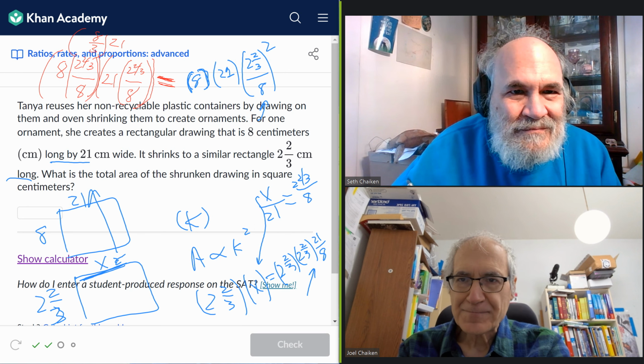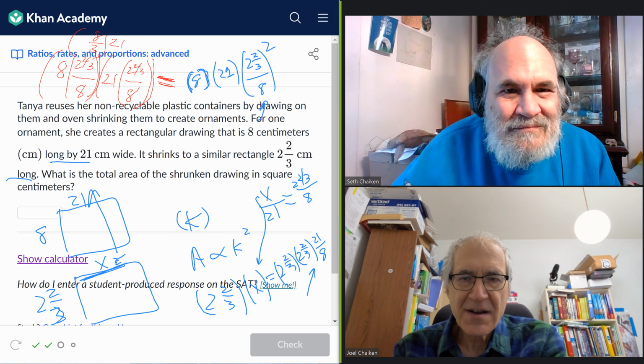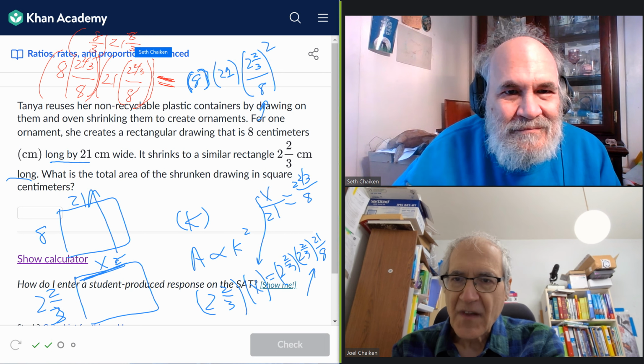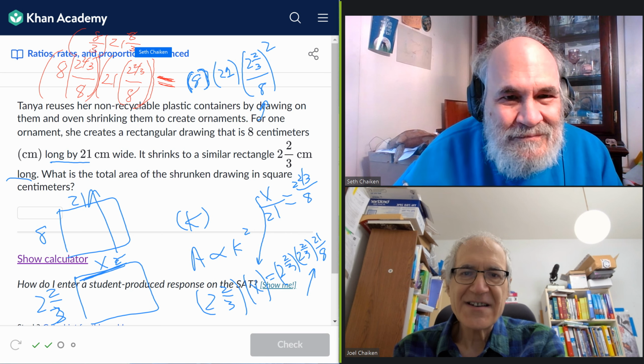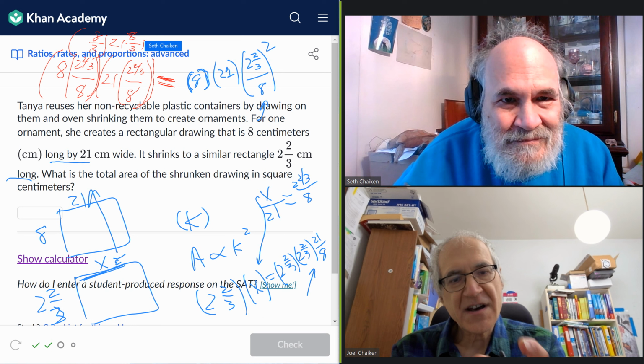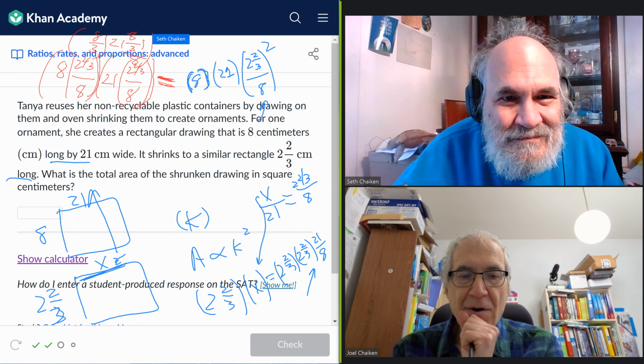Great. Always a good idea to keep banging at it until you figure out how to make sure that both answers are the same. So you can do it either way. It really is nice to know that when you have similar figures and you make a change to one side, the area changes by the square of the ratio, and the volume changes by the cube of the ratio.